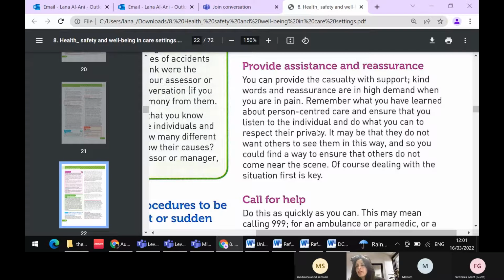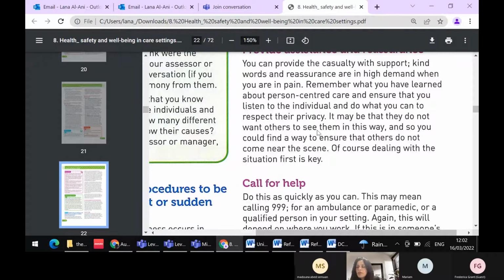And if there is an accident in the nursing home, you make sure that other clients do not gather around him. Otherwise, it will make him more scared. So they don't come anywhere near the scenes. Of course, dealing with the situation could be difficult for you because it's your first time in the organization, but slowly you will learn it more.